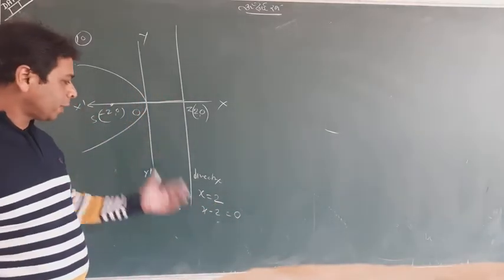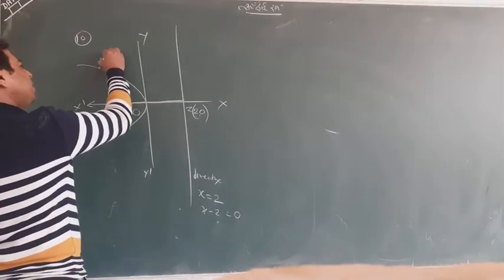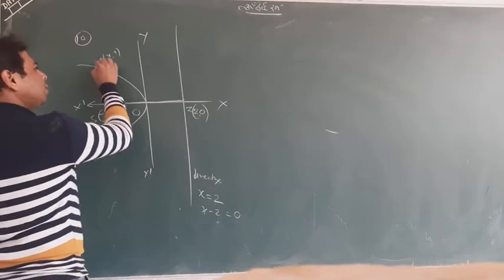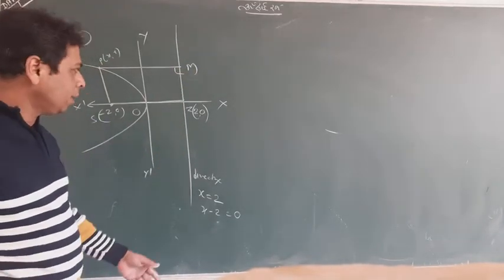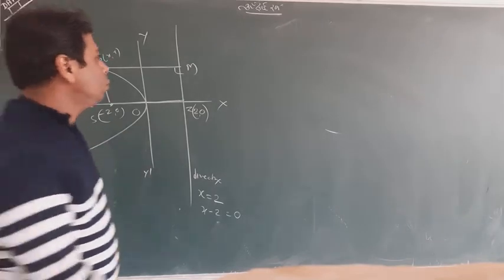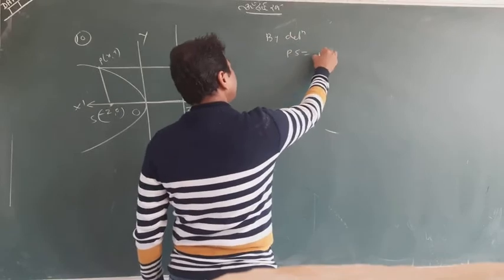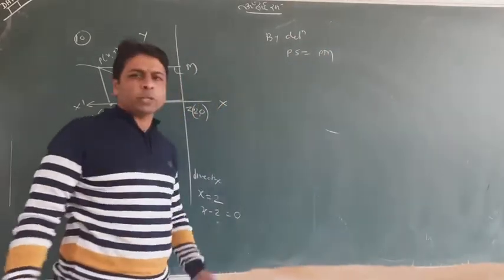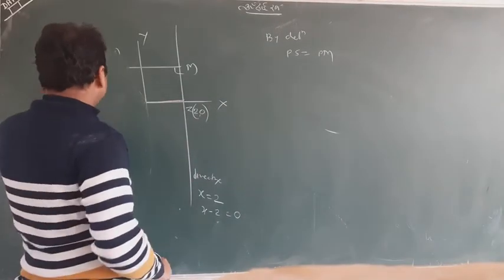Now the question is easy. You have a directrix, you have a focus, and you know that you have to take a point P(x, y) on the curve and use PS equal to PM. So by definition you write PS equal to PM and go on with the same concept as I taught you earlier. I think you can make it now. So this is a simple way to do it.